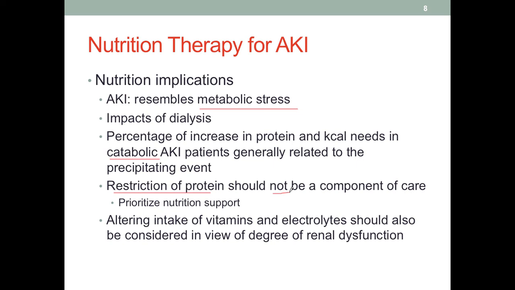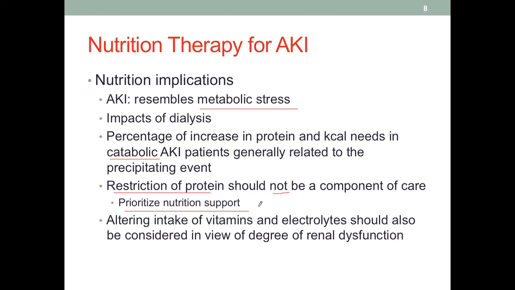Therefore, we should remember that we should treat AKI as a metabolic stress and as a critical illness, and our priority is to provide nutrition support. If, with the precipitating event and the resulting renal failure, the patient's body cannot deal with the protein provided from nutrition support, then we will put them through CRRT and do the continuous dialysis. We prioritize providing nutrition support over restricting protein intake because patients under this condition are going through catabolism.